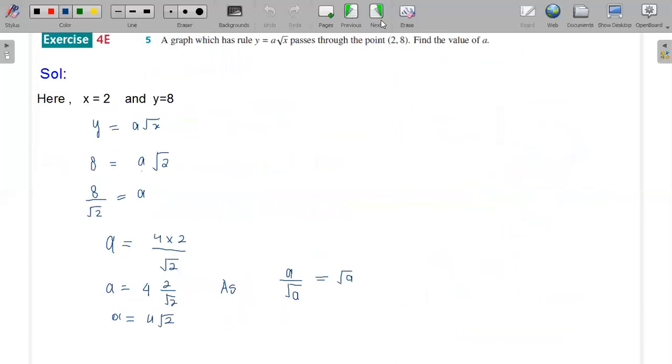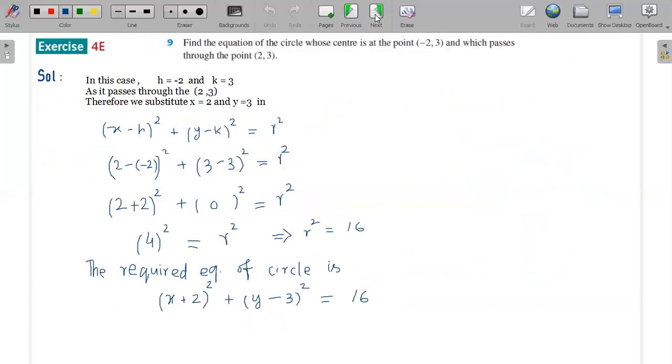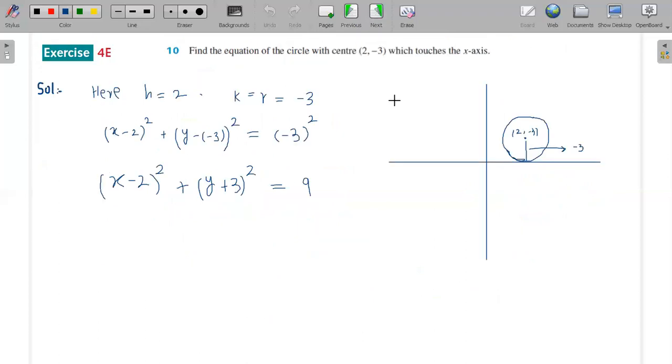We have done 5. Yes, we have done 6, 12, and 9. Yes, we have done this 9 as well. So again, there is question number 10. So it is also very simple.